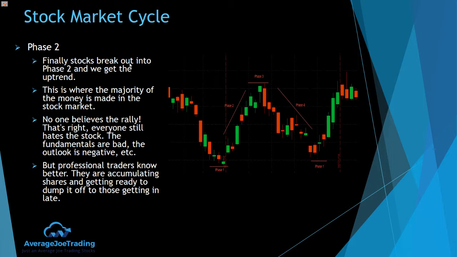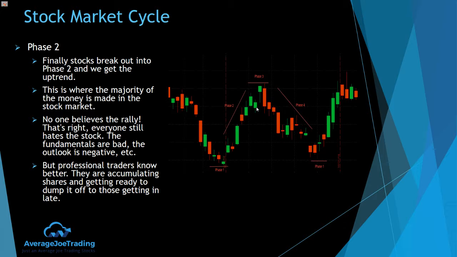All right, phase 2, the stock finally breaks out and we start to get an uptrend. Now, that doesn't mean we won't have any red candles in the mix, because we're going to have exhaustion days. But as long as we're continuing to make higher lows, and in this case higher highs, we can still make that run.